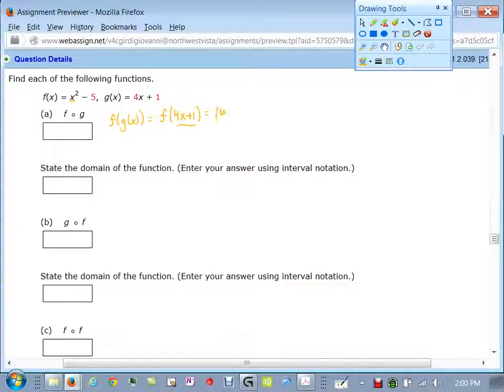So that means I have 4x plus 1 squared and then minus 5. And then you can continue that. You have to just FOIL that out. Domain, well, it's a polynomial, so everything is going to be well defined. So domain should be all real numbers.